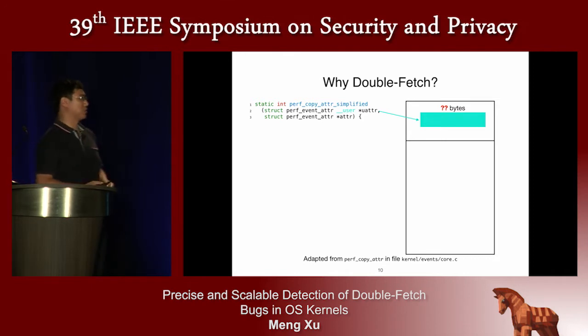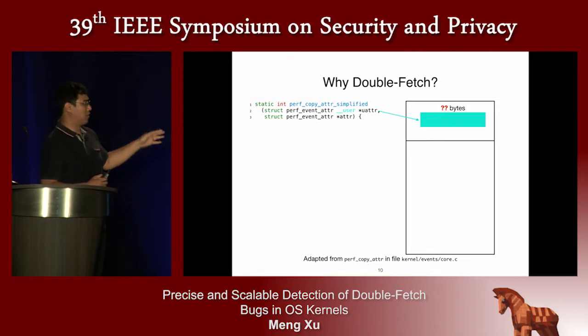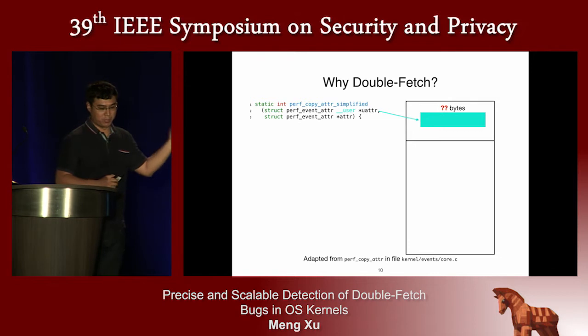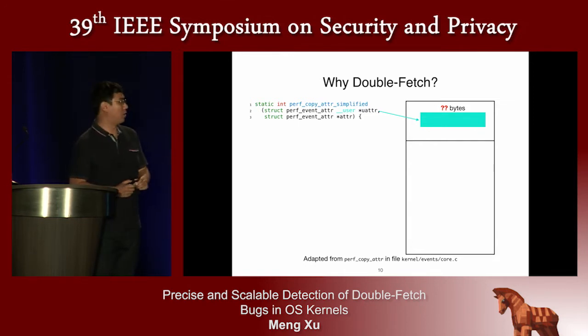Now, the second question is why do we do double fetches? This is an example code, actually a simplified code in the kernel space. The most common reason why we do double fetch is that we don't know how many bytes we're going to copy from the user space. For example, in this case, we have a very opaque user space pointer, the structure perf_event_attr. We don't know how many bytes we're going to copy from user.